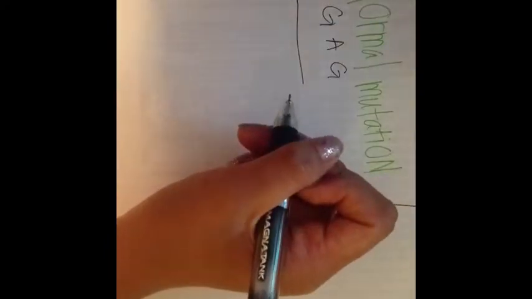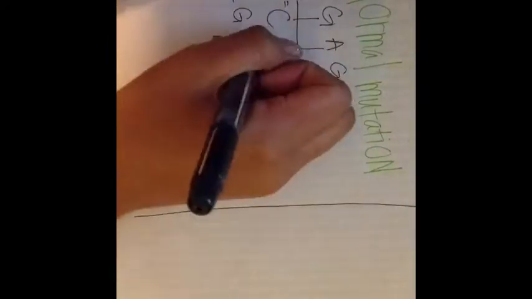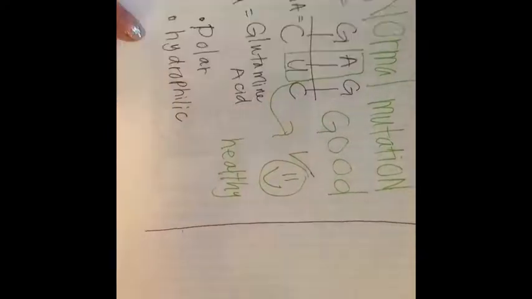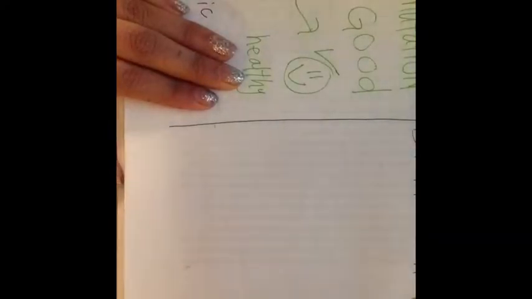First we have the DNA, which codes for something, and we have G. This is the normal, healthy mutation, the good one. The three letters that code for it in DNA are GAG, then the mRNA is CUC, and then our amino acid is glutamic acid, which is polar and hydrophilic. These are the good ones. That's the pair that actually makes a change for us to get sickle cell.